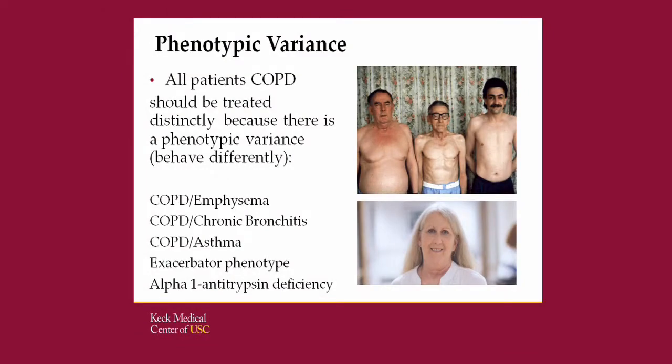And more importantly, we're noticing that all patients should be treated distinctly because there are phenotypic variants, meaning that the symptoms behave differently. So someone who's got COPD emphysema will be different from chronic bronchitis versus someone who's got an overlap with asthma. There are those individuals who have more exacerbations than not, independent of what we see classified with emphysema or chronic bronchitis. And then you have individuals with alpha-1 antitrypsin deficiency who go through that. But this depiction is basically to go through all that: someone who's got chronic bronchitis, someone who's got an emphysema picture, someone who's got an overlap, but also to say that there is a difference between men and women with COPD.